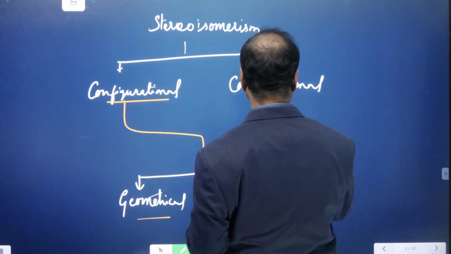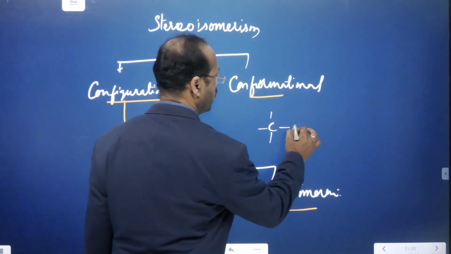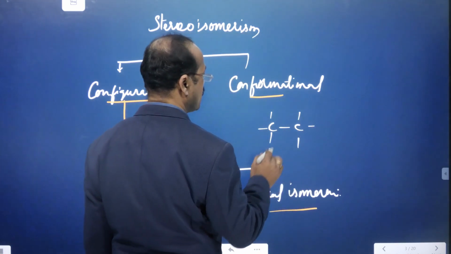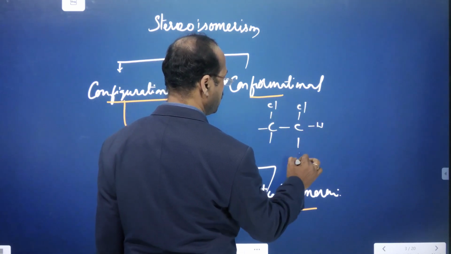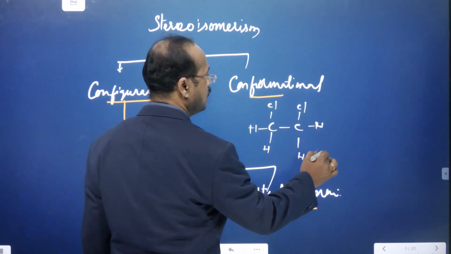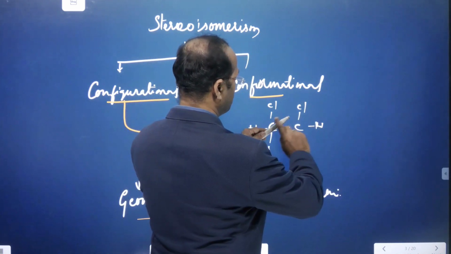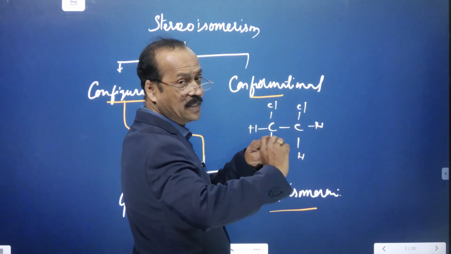For example, what can you write? Example for this one, carbon. Here we are taking ethane. So you can take one chlorine here, and one chlorine here, and H. What is this? 1,2-dichloroethane. Right? Here only one bond is there. So if I attach something here, I can rotate this one easily. Yes or no?